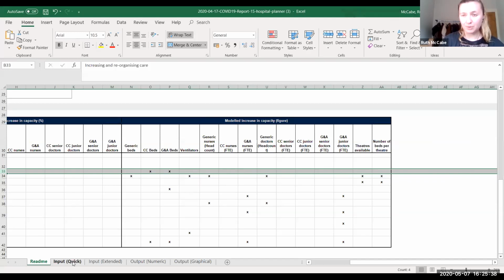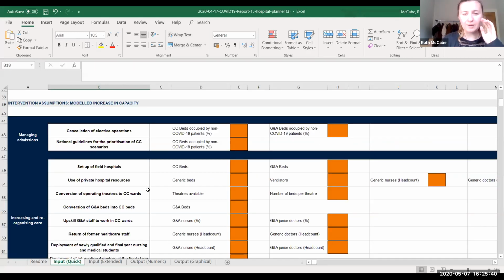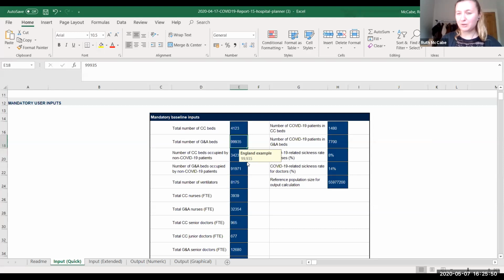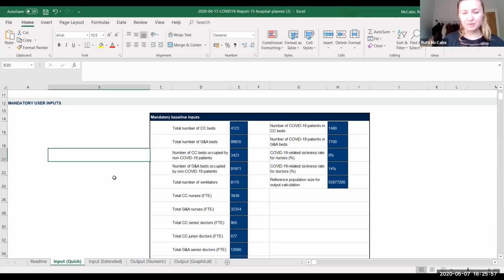Then I can go to my input sheet. So as I said earlier, I've pre-populated this according to the values we presented in the planner. Just for your reference, if you click on any of the cells, these values will come up so that you can also see how this works and you can vary it for yourselves.